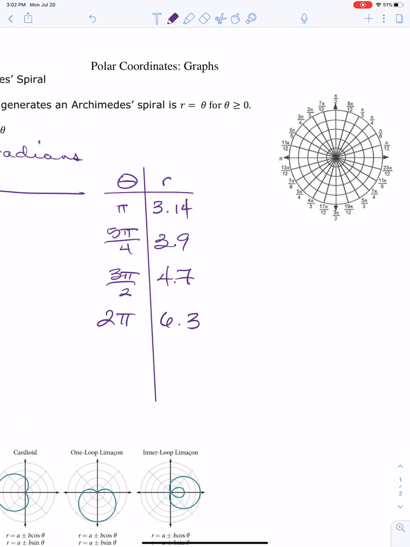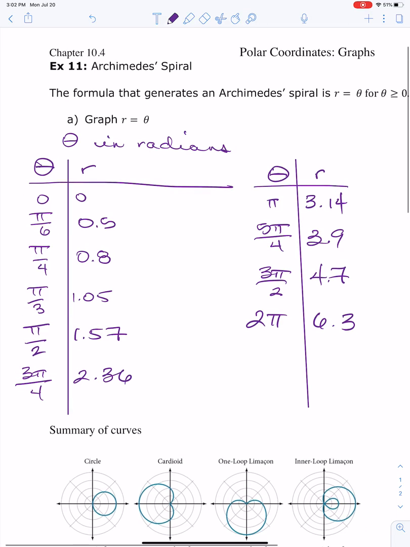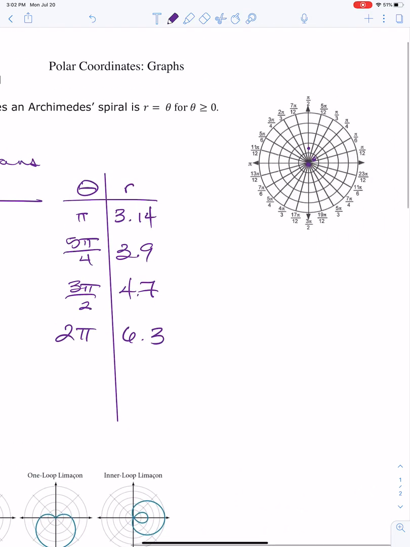And so as we go to graph these, I got 0, 0. And we're just going to count by ones. Pi over 6 was 0.5. Pi over 4 was 0.8. Pi over 2 was 1.57, 1.6-ish. 3 pi over 4, what do we have? 2.36. 2 right there.